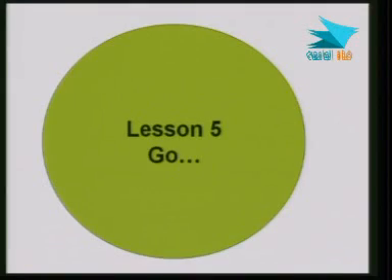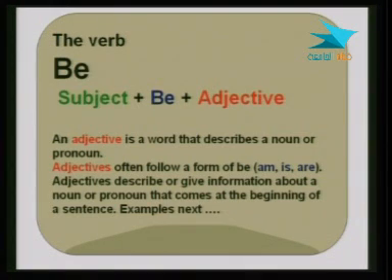So it's lesson 5. Again, we said verb be. Just to start, we know, of course, that adjectives can be used with verb be. What is an adjective first? It's a word that describes a noun or pronoun.